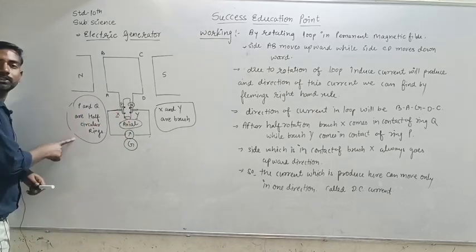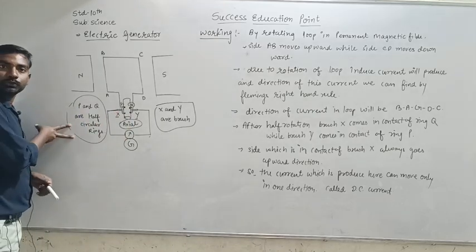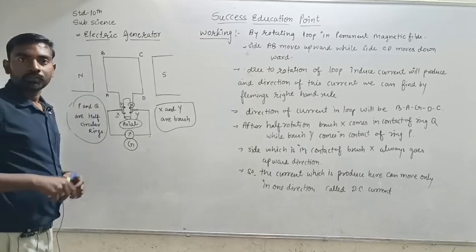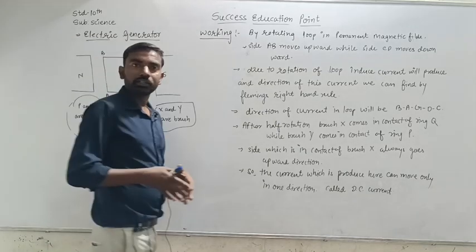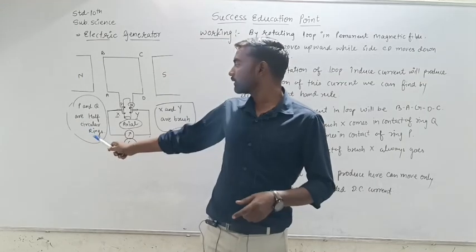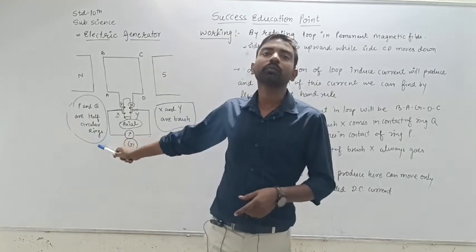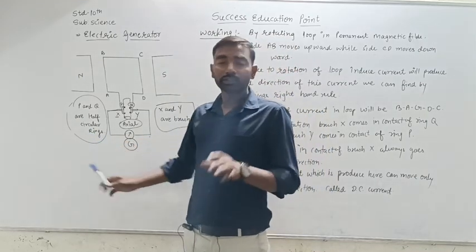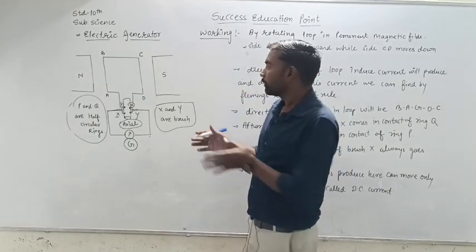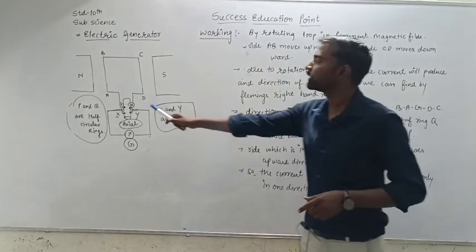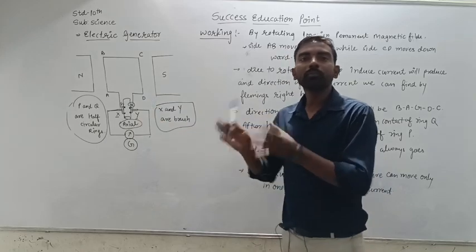Instead of half circular ring, you should use a complete circular ring, so it will be converted into an AC generator. So this is too easy: what do we have to do? Instead of half ring, we have to write complete ring.